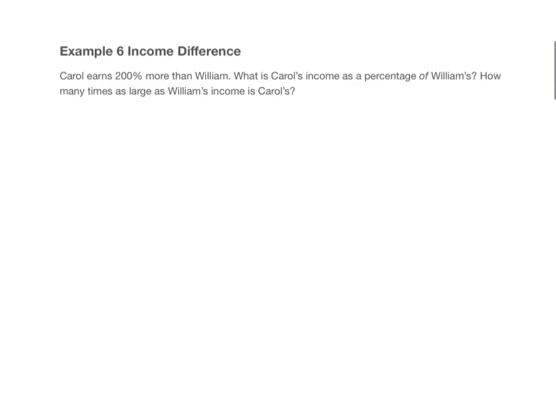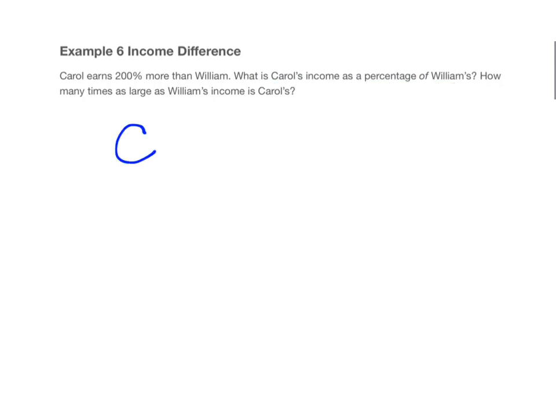Here's another example. Let's say somebody named Carol earns 200% more than William. What is Carol's income as a percentage of William's? And then how many times as large as William's income is Carol's? All right, so let's look at this first question. What is Carol's income as a percentage of William's?